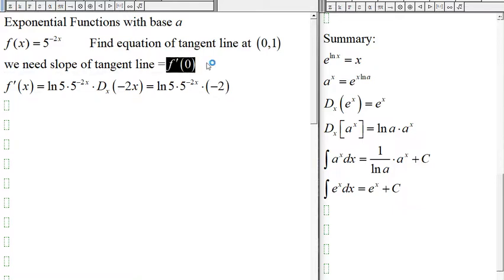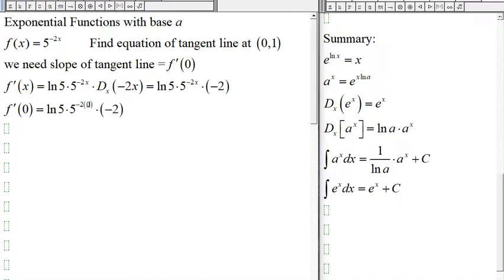And then we need the slope of the tangent line. In the place of x, we have 0. And so we get ln 5, and then this will be 5 to the 0, which is 1, and then times negative 2. So this will be negative 2 times ln 5. And that's the slope of the tangent line.